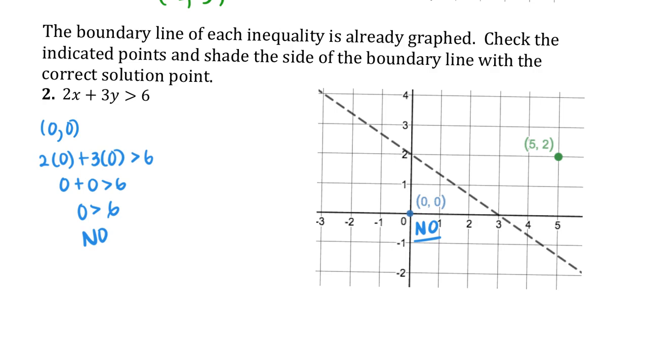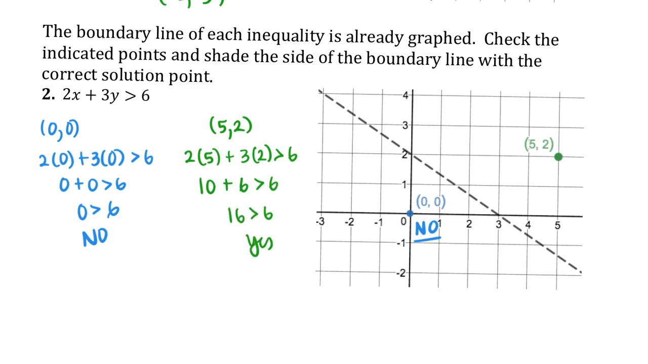I can already tell if it's not this side, it's probably this side, but let's check by plugging in the point. So I'm going to plug 5, 2 in now. Back in the original equation: 2 times x plus 3 times y, is that greater than 6? 10 plus 6 is greater than 6 for sure. 16 is definitely greater than 6. So 5, 2, yes, this side should be shaded.